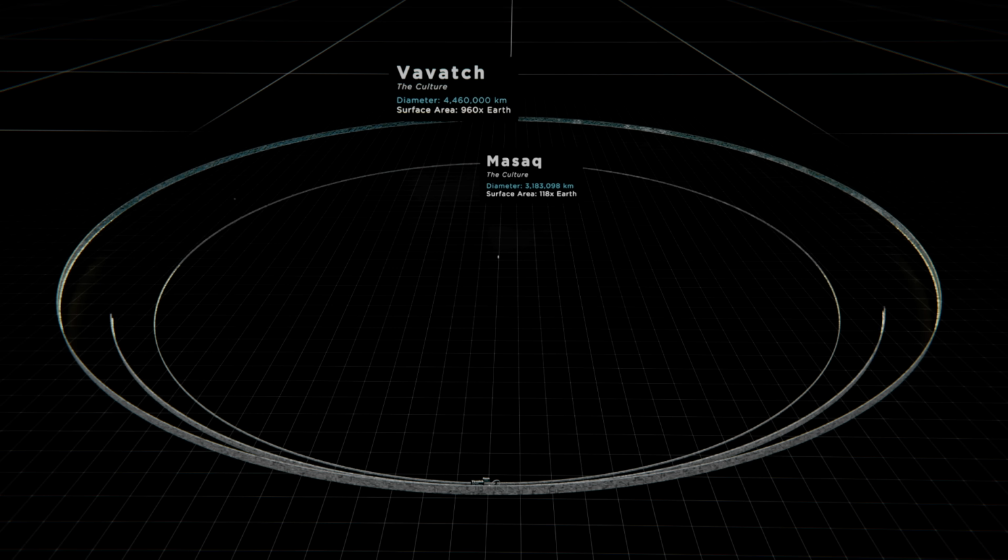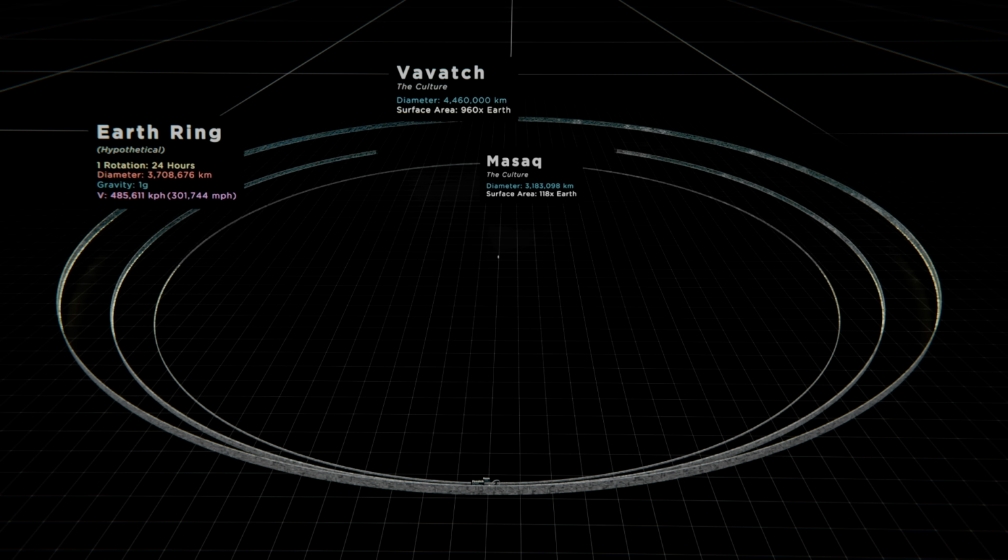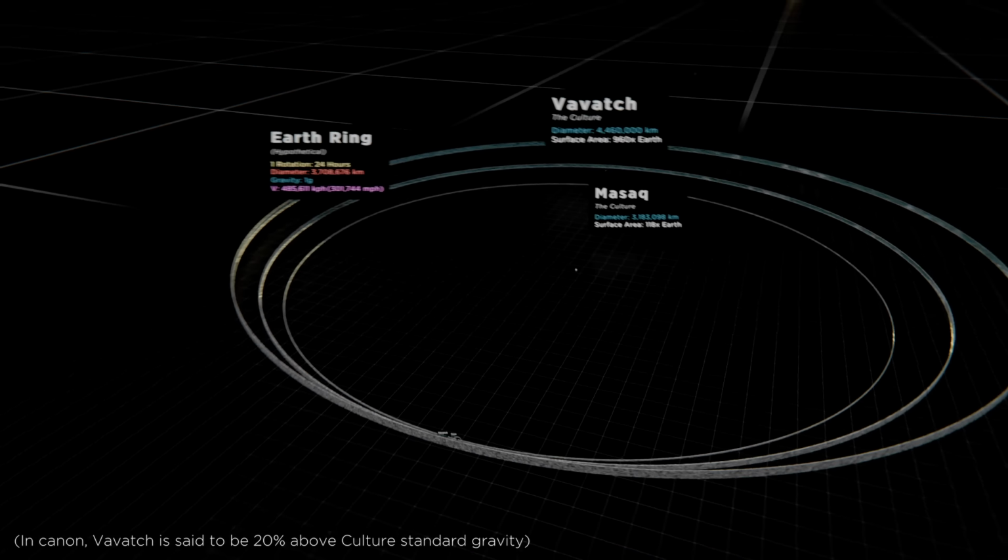Only one variable, the diameter, is listed canonically, so we can't calculate what these are spinning at, but what if we made a hypothetical ring with Earth standards? An Earth ring with a 24-hour rotation period and 1 g would be 3.7 million kilometers in diameter, and its tangential velocity would be over 300,000 miles per hour. And suspiciously, Vavach is 20% larger in diameter.